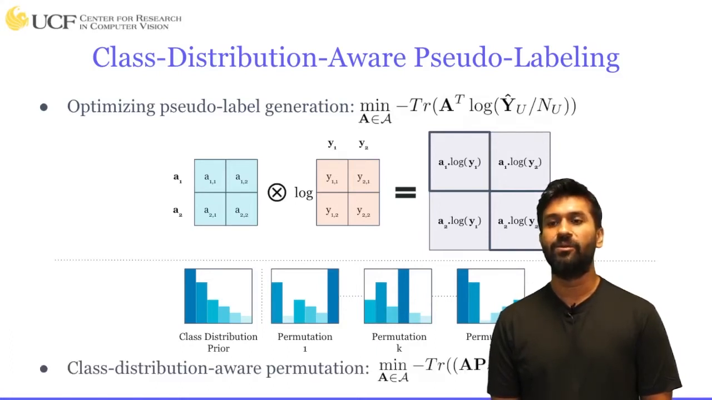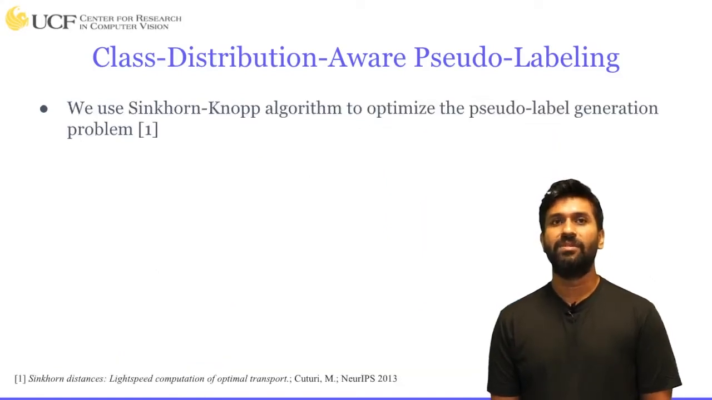So in our work, we come up with a permutation matrix P pi, which dynamically aligns or permutes the data and the permutation matrix during the optimization step. So this is our final class distribution aware pseudo-label generation minimization problem. We solve this minimization problem using the Sinkhorn algorithm.